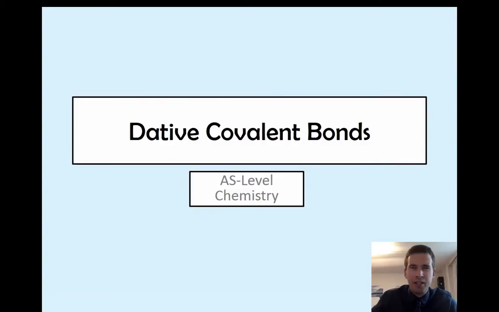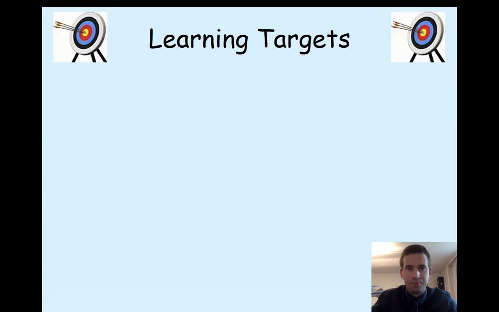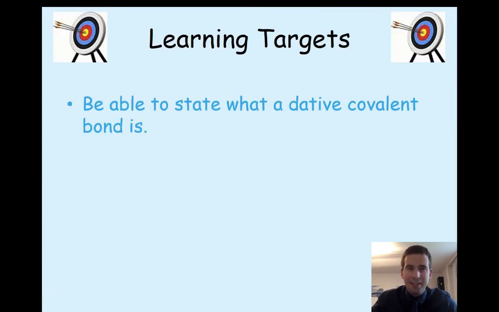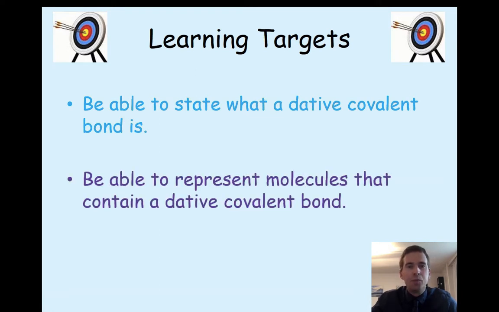And welcome back. So in this video we're going to continue focusing on covalent bonds. In this video we're going to look at a special type of covalent bond called a dative covalent bond. So hopefully by the end of this video you should be able to state what a dative covalent bond is. You should be able to represent molecules containing a dative covalent bond, because there's a special way of doing that.